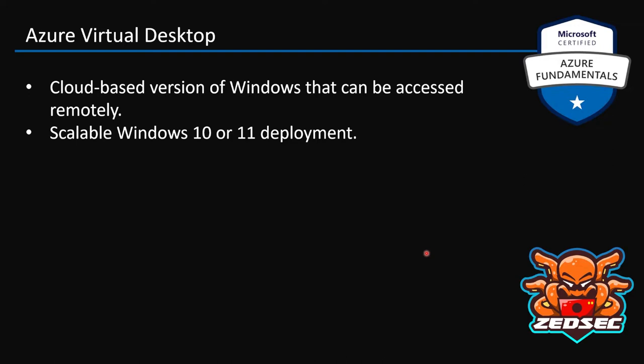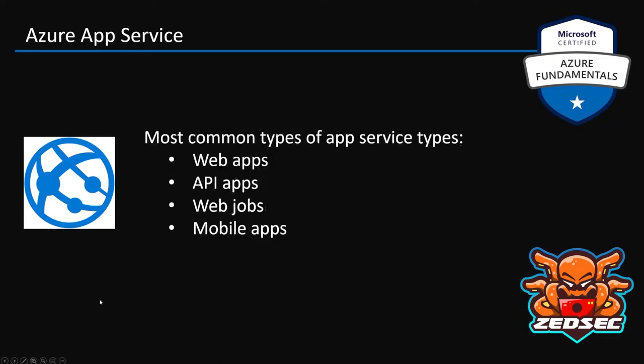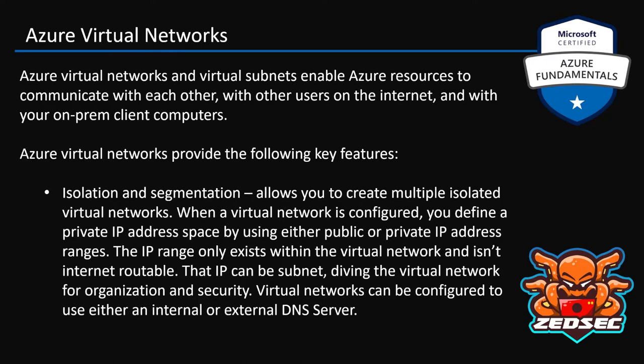Azure Virtual Desktop is a cloud-based version of Windows that can be accessed remotely. It's scalable, and it's basically a Windows 10 or a Windows 11 deployment. Azure App Service is a service for hosting applications in Azure. It allows you to build web apps, mobile apps, and RESTful APIs in the programming language of your choice without having to manage the underlying infrastructure. It lets developers focus on building their apps while Azure keeps the environment up and running. The most common types of app service are web apps, API apps, web jobs, and mobile apps.